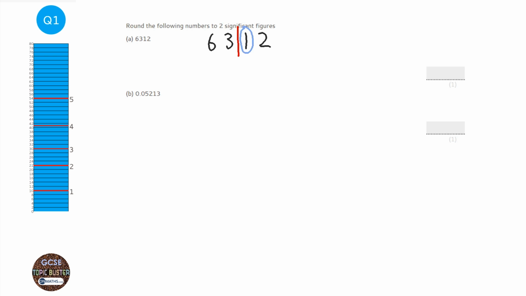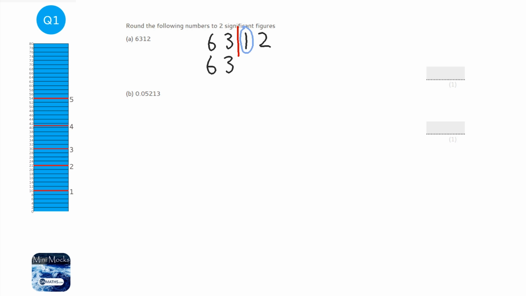Now, this number and the 2 are doomed. They're gone. But they're not quite done yet. That blue one has to make a decision. If that number is a 5 or more, that 3 will go up by 1. If it's less than 5, that 3 will stay the same. Now, because it's less than 5, that 3 will stay the same.